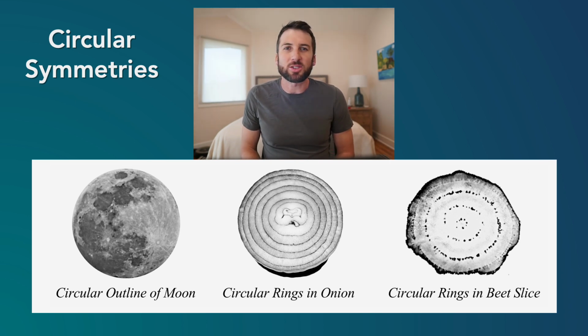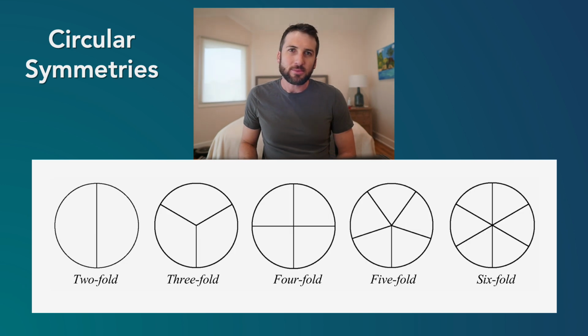But one example is the circular outline of a moon. So the moon is approximately a sphere, and the silhouette of the moon is a circle as seen from Earth. Additionally, if you slice an onion in half, you see these near circular rings. They're not perfect, but they're approximately circular, where if you rotate the onion by a certain angle, it will look identical. Additionally, there are various circular rings in a beet slice when you slice it.